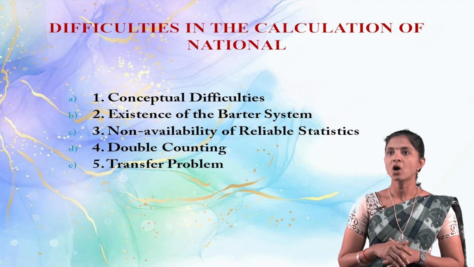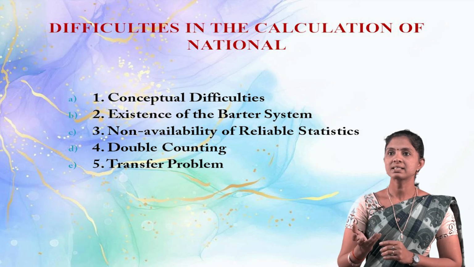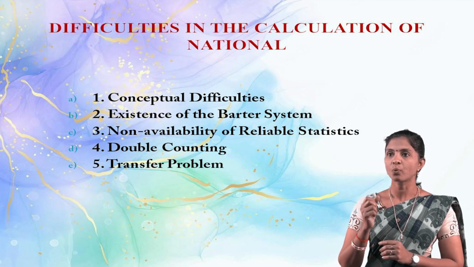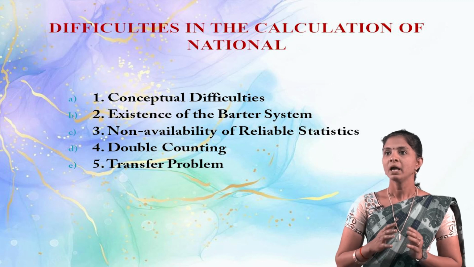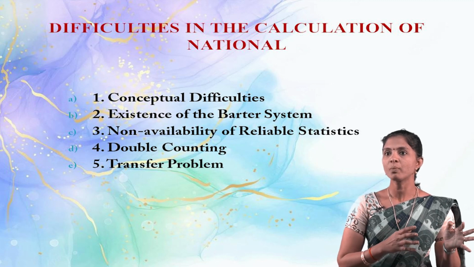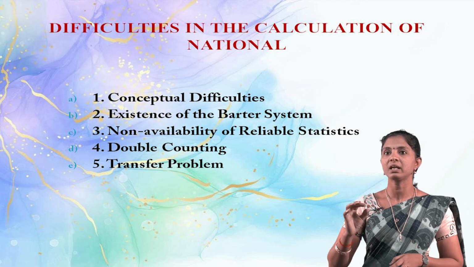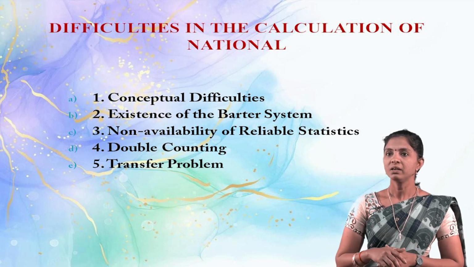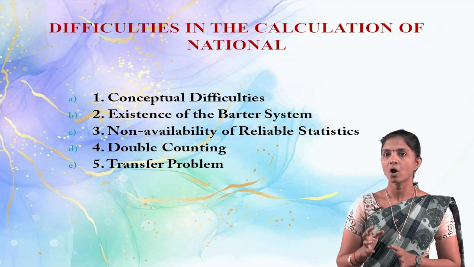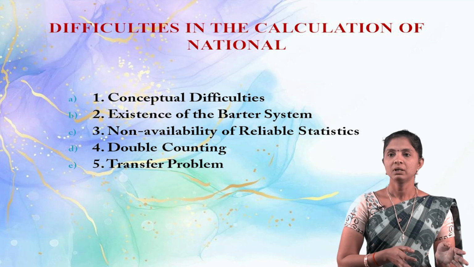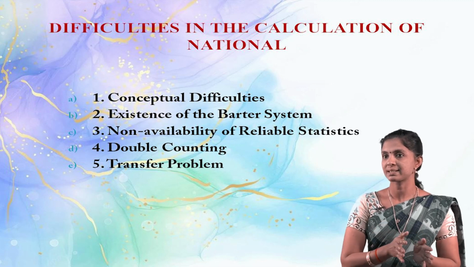Third one is non-availability of reliable statistics. The statistics and income data are a vital requirement in the computation of national income. In India, the serious problem is the non-availability of vital statistics and inadequacy of data. Even the little available statistical information is not completely reliable. This is more so in the agricultural and small enterprises sector.